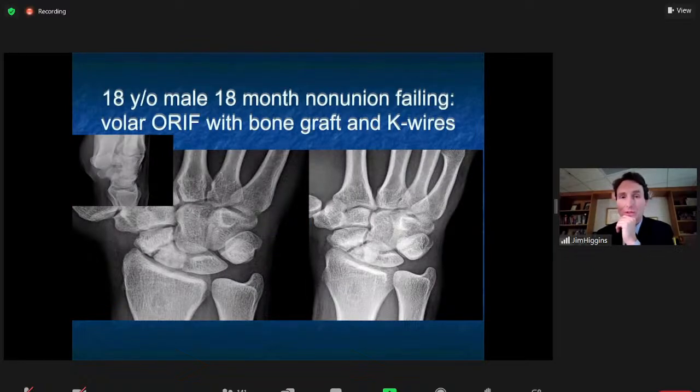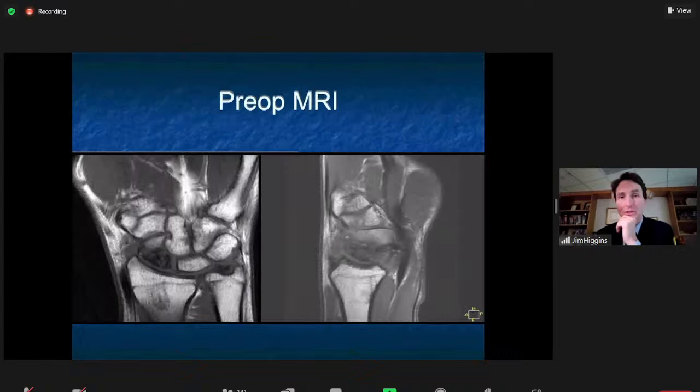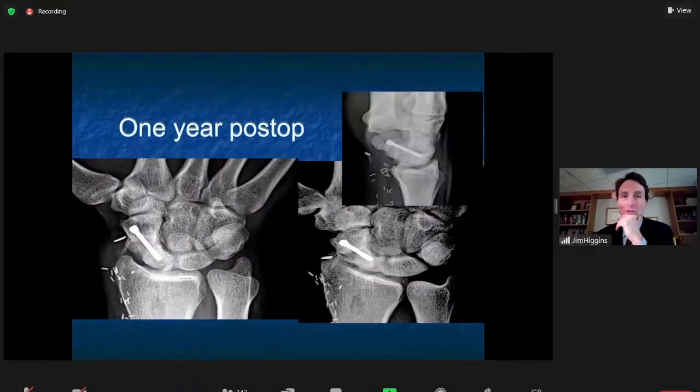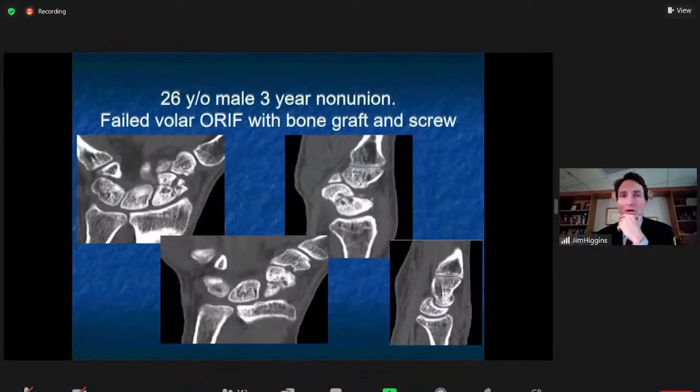So here's a waist level, right? This is easier than the case you showed, Jeff. A waist level non-union. He's previously failed ORIF with bone graft and K-wires, which were removed. So this is secondary surgery. Ignore the darkness of the proximal pole. We can't say what that is. And here it is, 3-month post-op CT scan. The one on the right is probably the one that's easiest to interpret, and this is reformatted so you can see the long axis scaphoid, but you see distal pole, MFC, proximal pole, showing incorporation. There's 1 year post-op. So it's a really powerful tool.